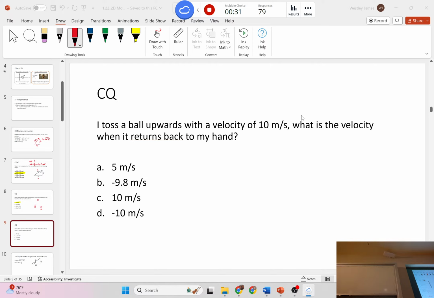Because as it's coming up, you're right, it is slowing down, but it's slowing down at the same rate that it's going to speed up when it comes back down. So say I start at 10 meters per second, at the top it's going to be 0. So whatever slowed it down, it went from 10 meters per second to 0 meters per second. So the answer to this one, I'll give you all 5 more seconds.